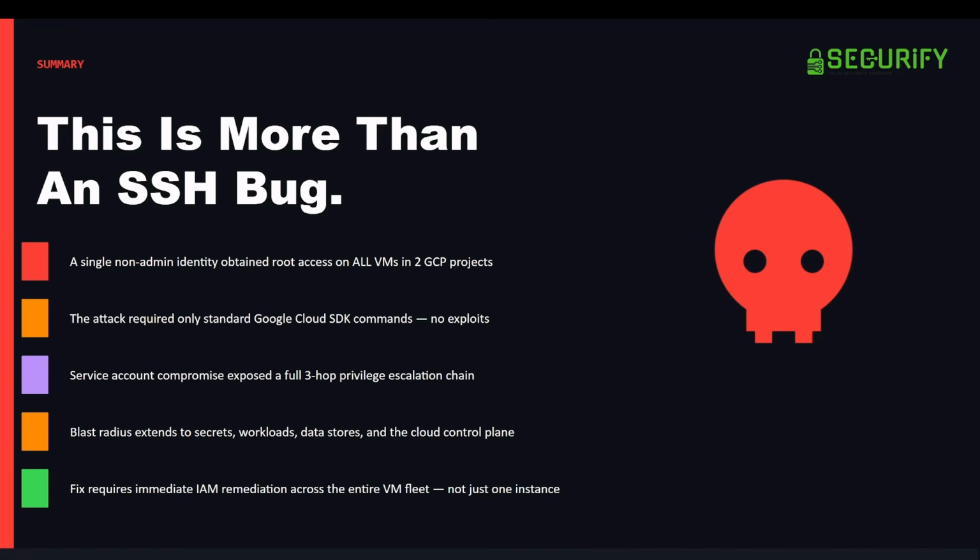The fix requires action at multiple layers as well. Revoke osAdminLogin from non-admin identities, audit your entire VM fleet, not just the testing instance, lock down service account attachment and creation, remove transitive trust between service accounts, strip unnecessary token creator grants, reduce enumeration access, enable detections, and segment your environment properly. If you are running a GCP workload, run a quick IAM audit right now. Pull up your IAM policy, search for osAdminLogin, and ask yourself whether every identity that has it actually needs root shell access to your VM fleet or not. In most cases, the answer is going to be no.